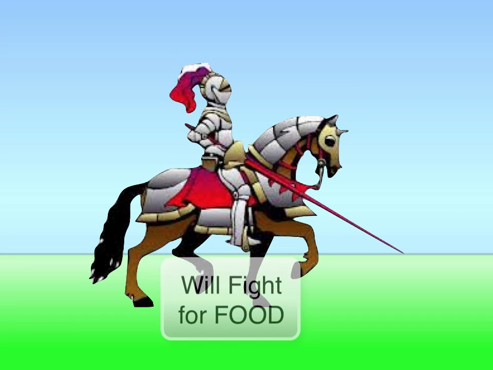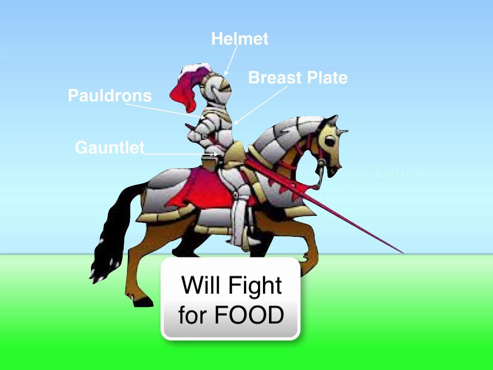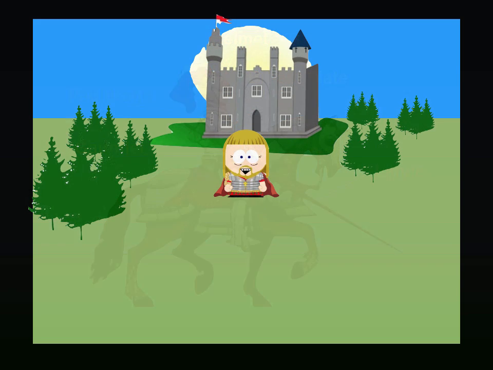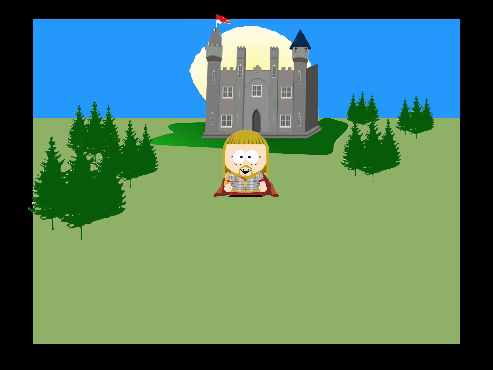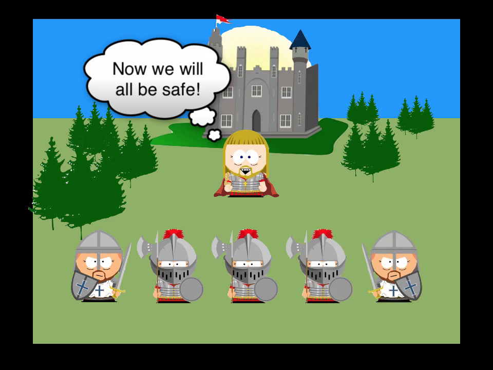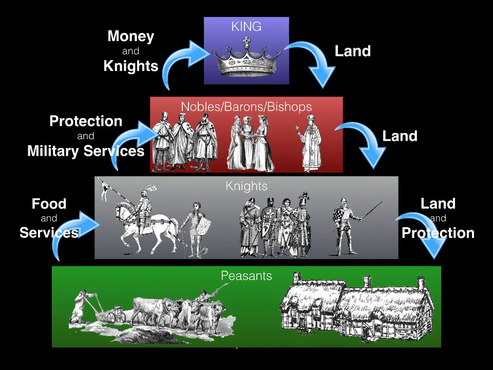Not all knights got land. In exchange for their service, they got a nice place to live and the equipment and supplies they needed. By hiring lots of knights, a nobleman always had soldiers ready to defend his land and the king's. This system of promises and personal relationships kept Europe stable for 400 years.